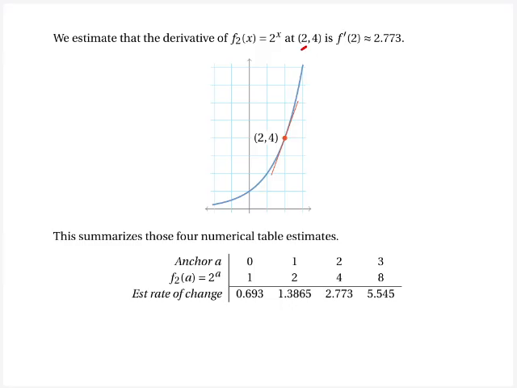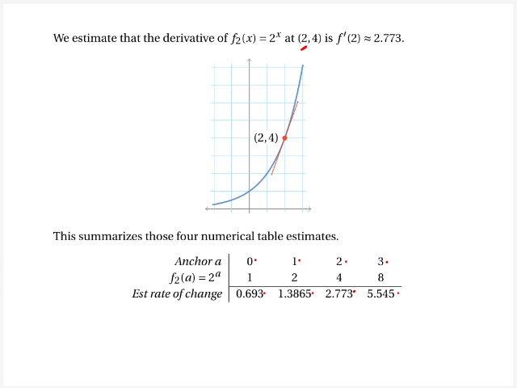And here, this summarizes the previous slide for the other cases. There's the 2.773 for the a equals 2 case that I just talked about a second ago, and the other cases are a equals 0. The delta y over delta x tended to 0.693. A equals 1, the delta y over delta x tended to 1.3865. A equals 3, the delta y over delta x tended to 5.545.